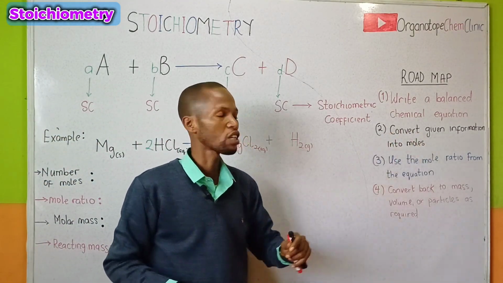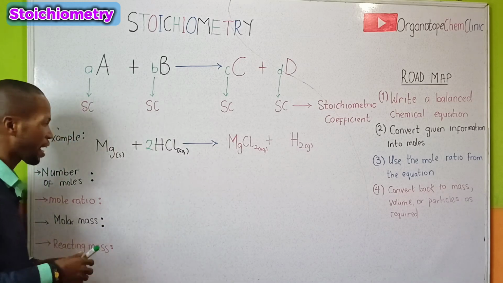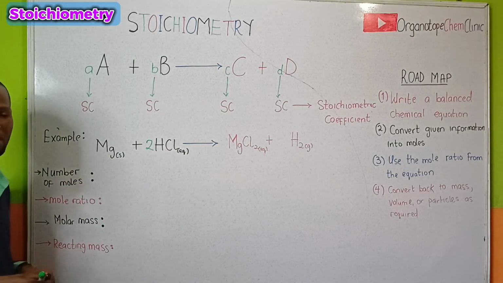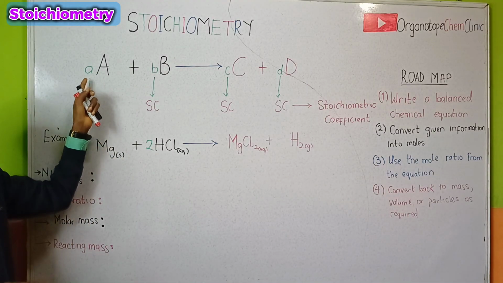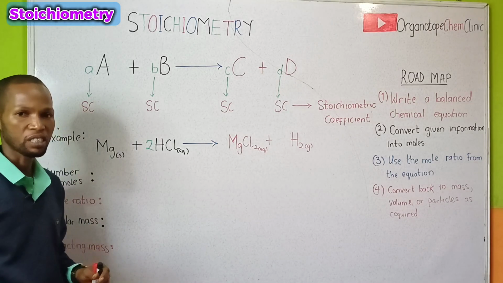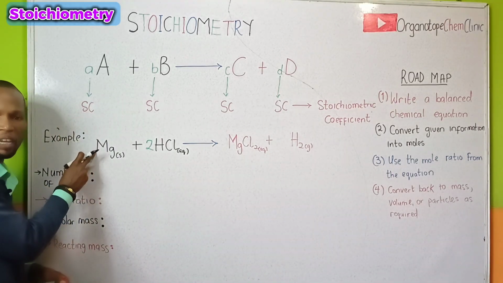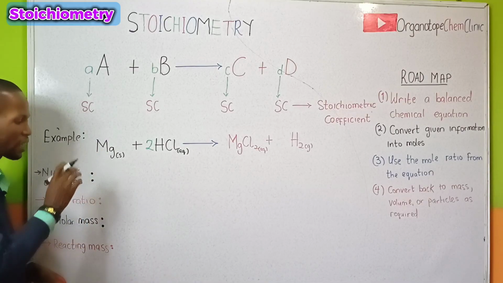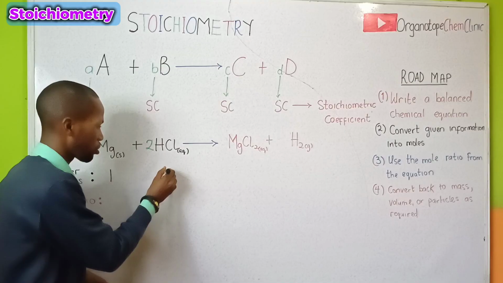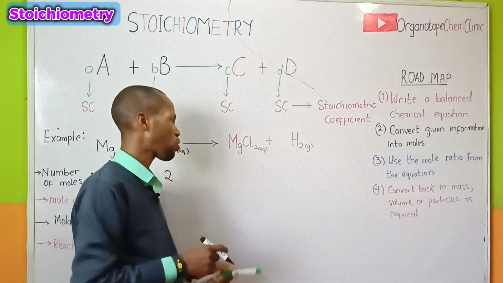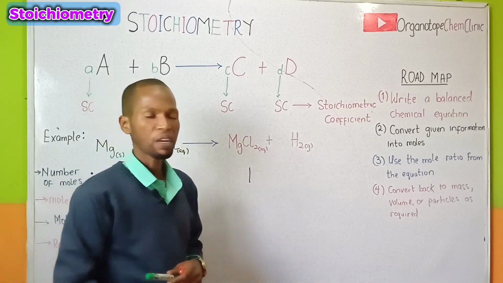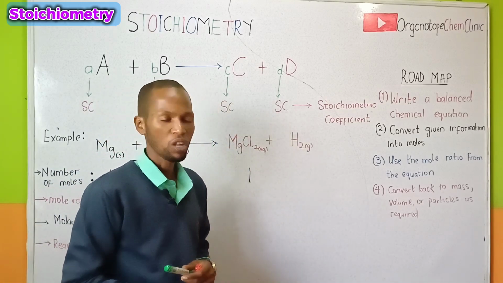Convert given information into mole. Can we check the stoichiometric coefficients of this reactant species? Just like we did right here, the lowercase alphabet that we have in the general equation represent the stoichiometric coefficients. The stoichiometric coefficient for magnesium solid is 1, and for hydrochloric acid is 2. The stoichiometric coefficient for magnesium chloride is 1, and for the hydrogen molecule is 1 as well.